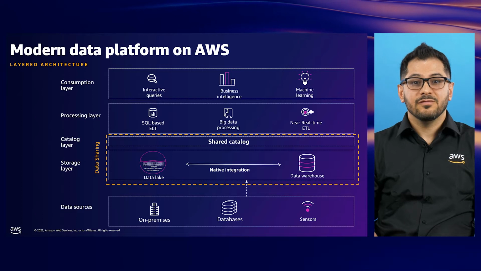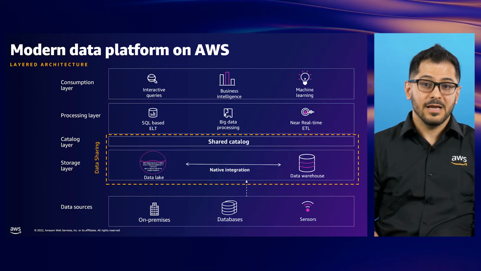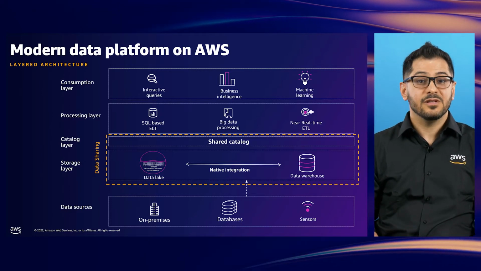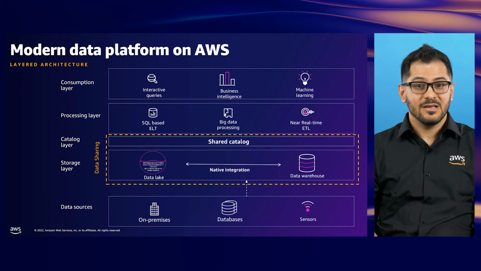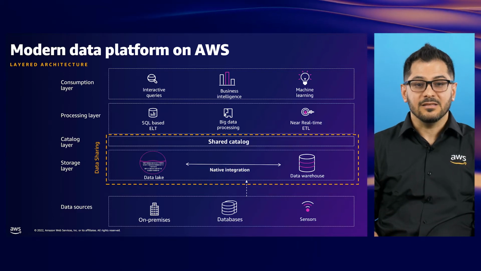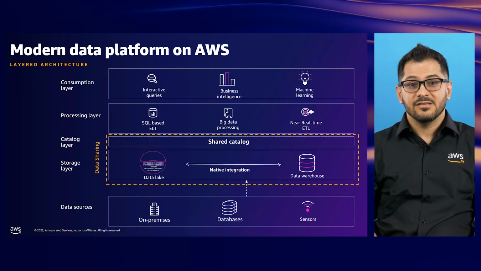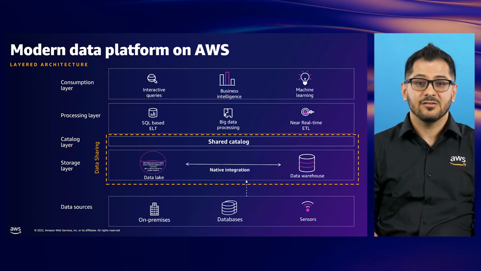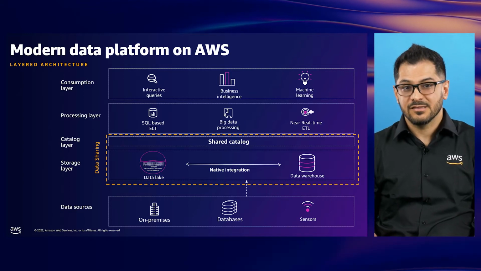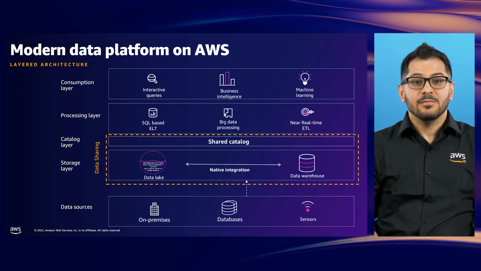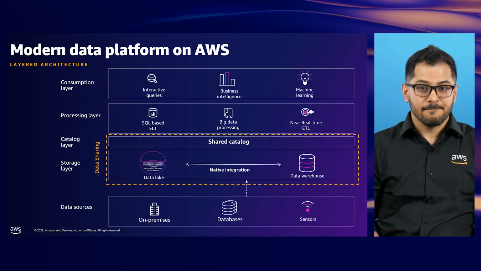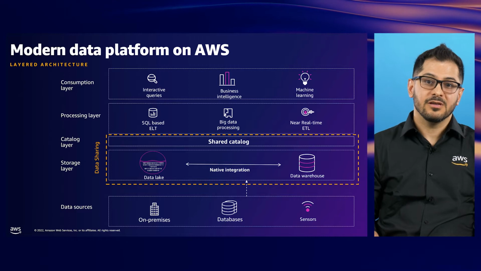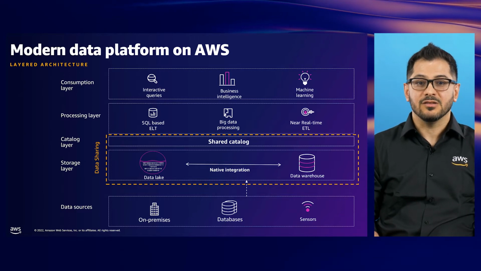Next, we have a unified storage layer that is made up of data lake and data warehouse. This layer enables organizations to use different types of data, including structured, semi-structured, and unstructured data, to run analytics. On AWS, there is a native integration between those two storage mechanisms that enables seamless access to all your data, no matter where it sits. In this session, we will be talking about sharing data from this layer. Finally, we have a number of ingestion tools to extract data from various source systems and bring them into the storage layer.